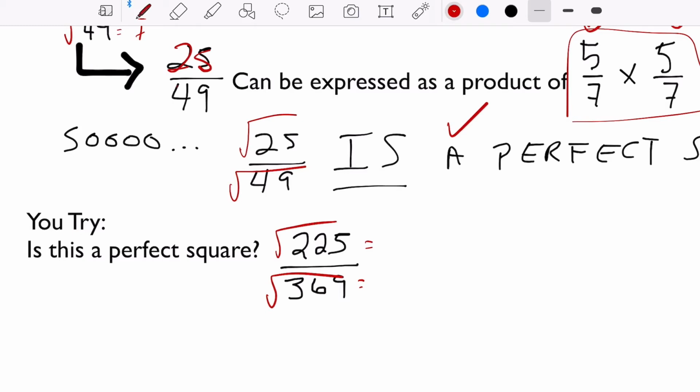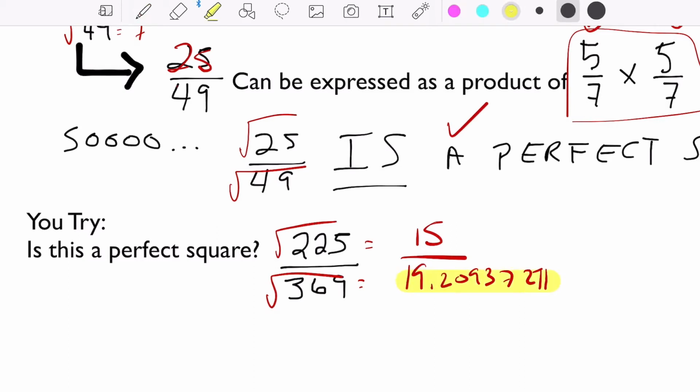The square root of 225 is 15. It's a perfect number, and it doesn't have any crazy decimals in it. The square root of 369 is 19.209371. This number right here does not end.